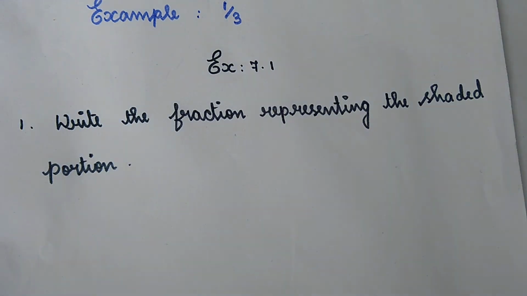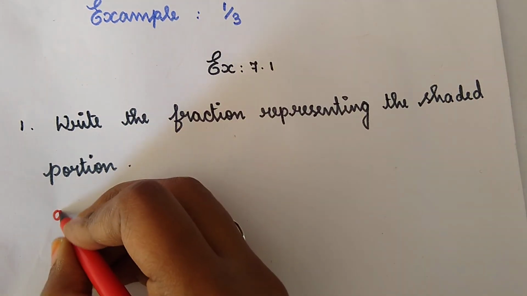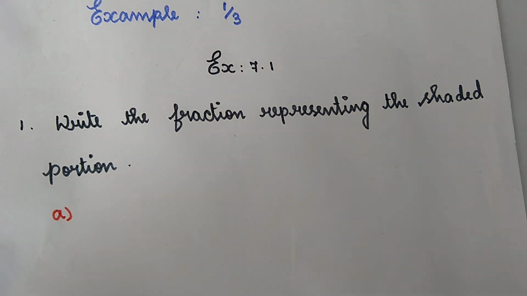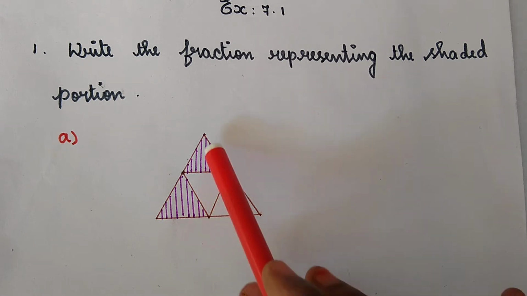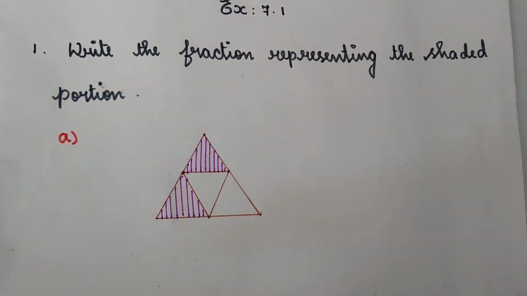Then we take the first subdivision, that is the A subdivision. See this first subdivision. This triangle has been divided into 4 equal parts. But not all the 4 parts are shaded. Do you think all the 4 parts are shaded? No. Only 2 parts are shaded. That means 2 parts out of 4 parts.